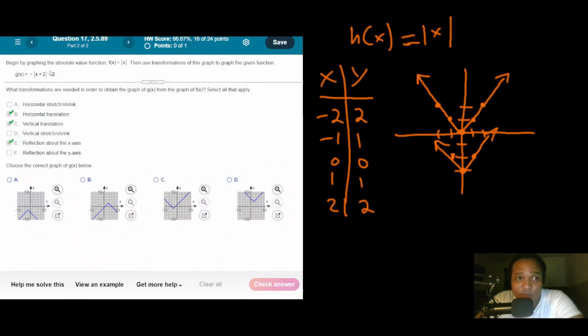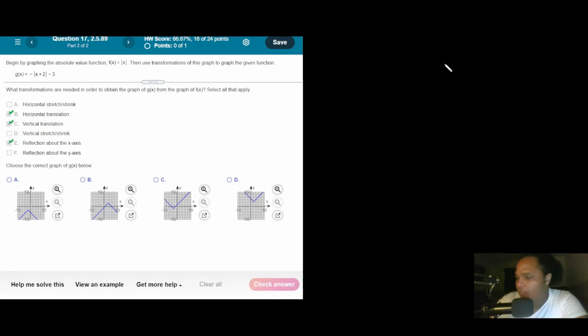Okay, so let's reflect all of this. How is all of this reflected? So I like to do, we can do the shifts first, and then we'll reflect, okay? So we're gonna go left 2, down 3. So you know what? Let's draw it this way.